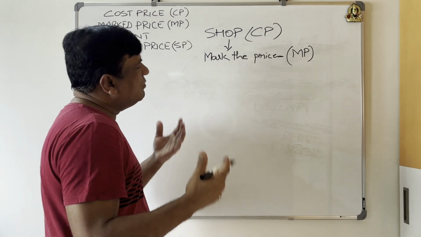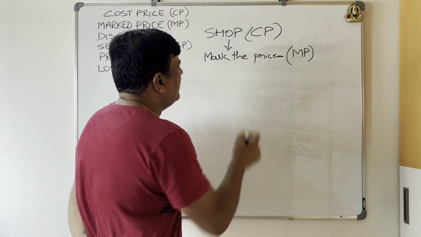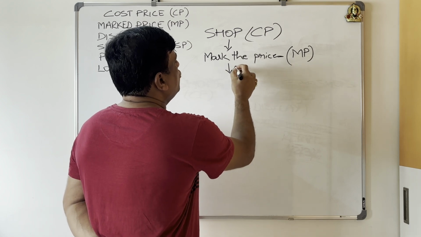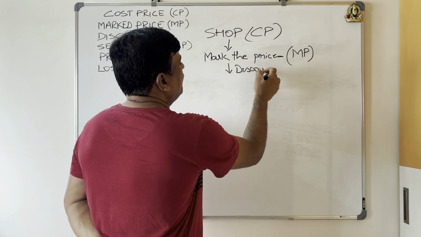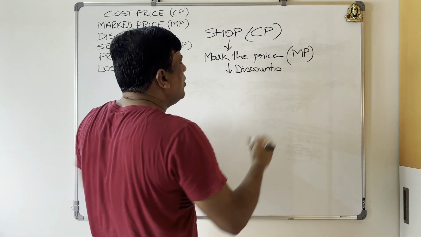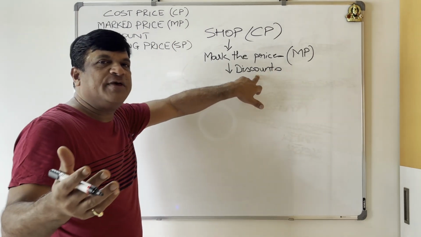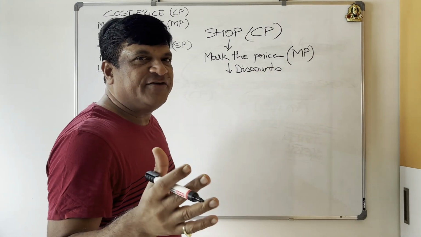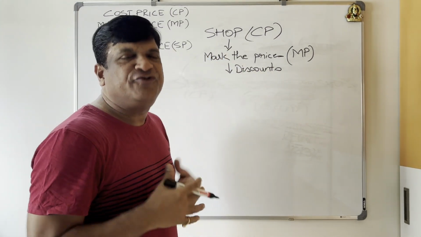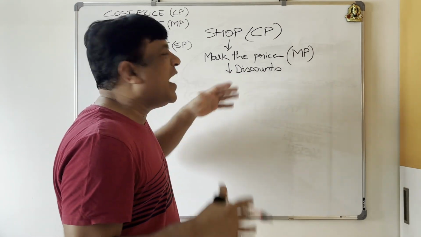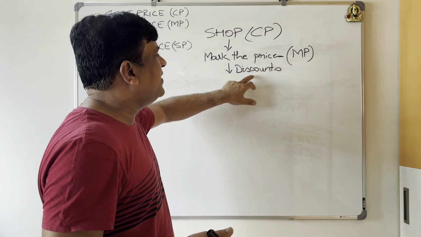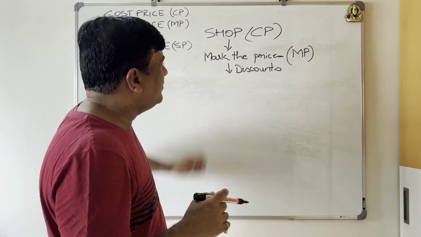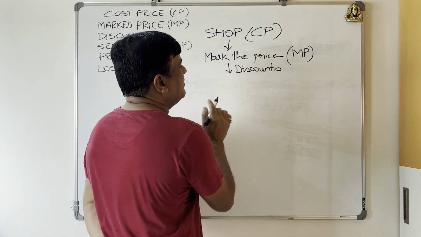Now he decides that there will be certain discounts which he wants to offer. Why do shopkeepers offer discounts? When they offer discounts to customers, they are luring the customers to come into their shop to buy products from them. So it is a marketing gimmick which shopkeepers use. So they are going to give some discounts.